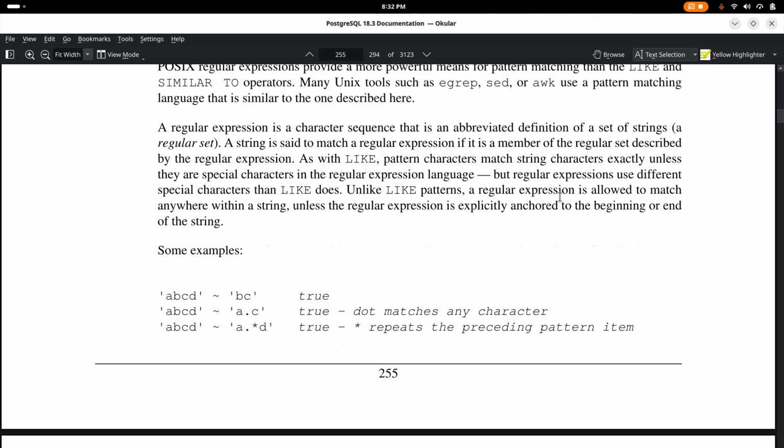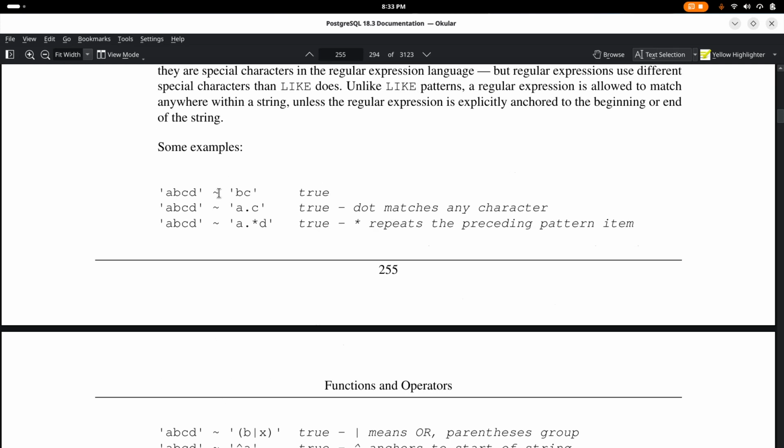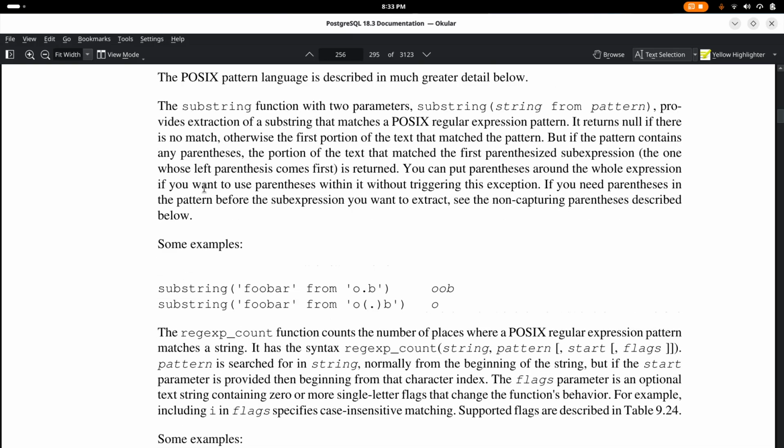But regular expressions use different special characters than LIKE does. Unlike LIKE patterns, the regular expression is allowed to match anywhere within the string unless the regular expression is explicitly anchored to the beginning and end of the string. So ABCD will match BC here because you don't have to match the full string. ABCD will match A.C because dot will match B here. Dot matches any character. These examples I will not go through; we have already covered them in previous videos. The POSIX pattern language is described in much greater detail below.